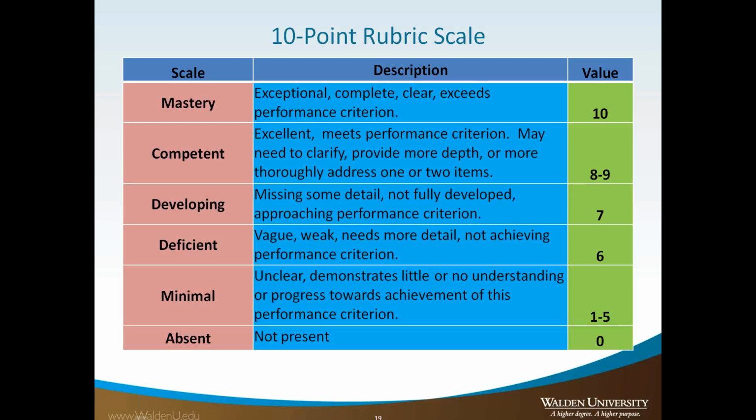So a mastery item, in order to give a student a 10, we expect an exceptional answer, complete, clear, and exceeding the performance criterion. Now this is an A+, 100%. And on a particular item, the assumption is, especially at the freshman level and somewhat at the sophomore level, only a certain percentage of our students are going to achieve this. They're just not going to be that perfect.